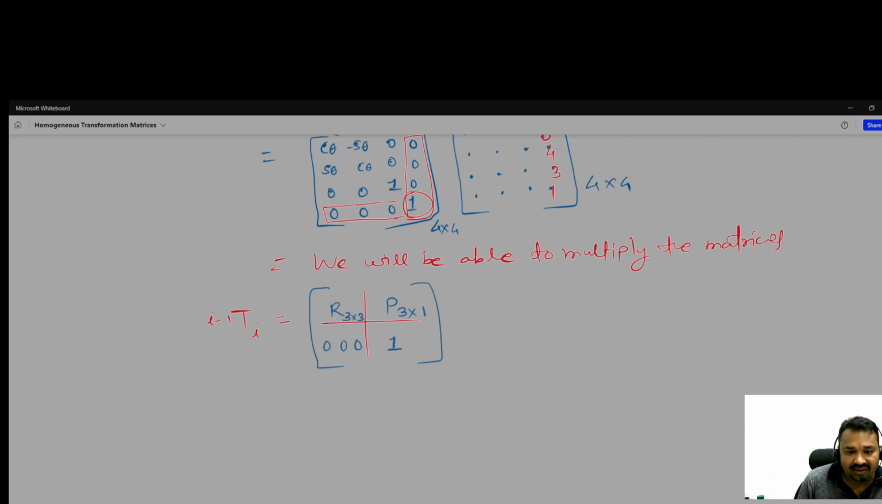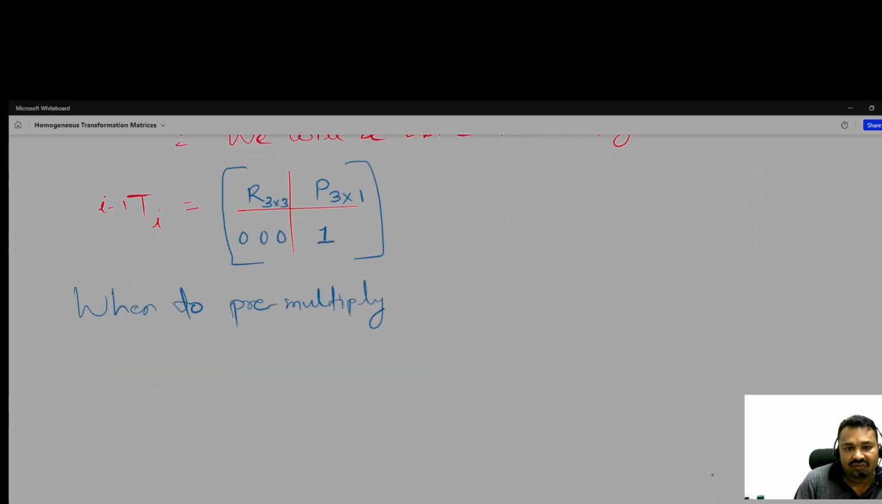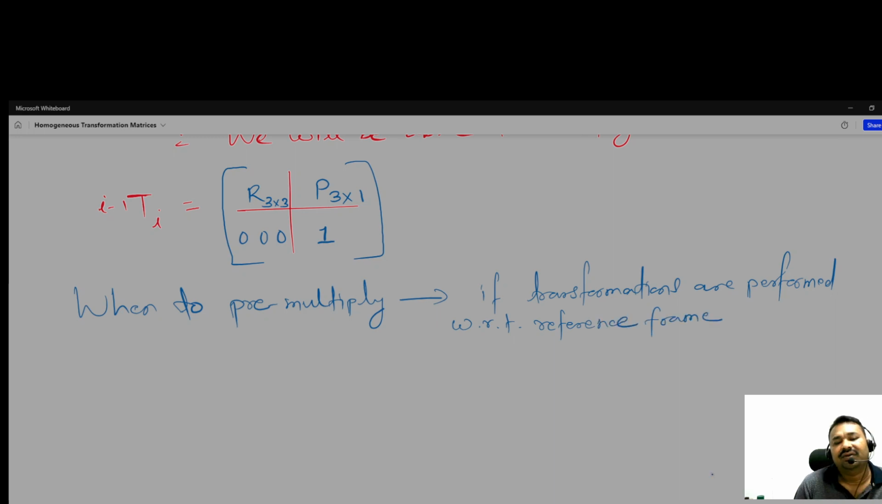And one thing, when to pre-multiply. Yeah. So if transformations are performed with respect to the reference frame, then we need to pre-multiply.